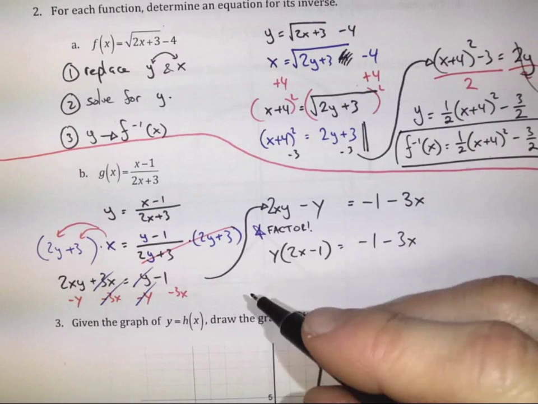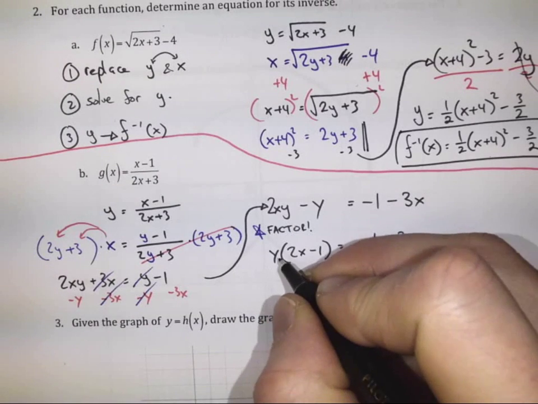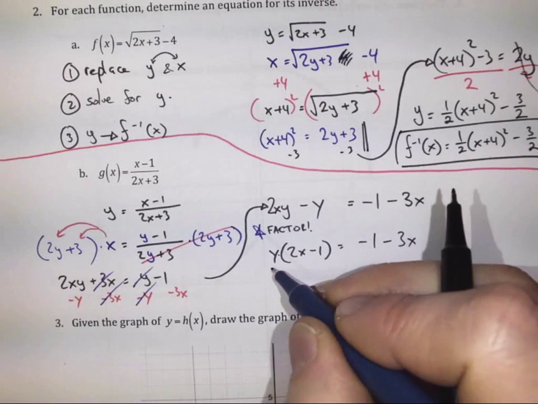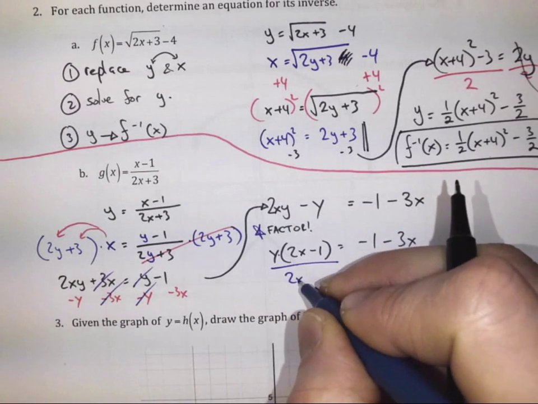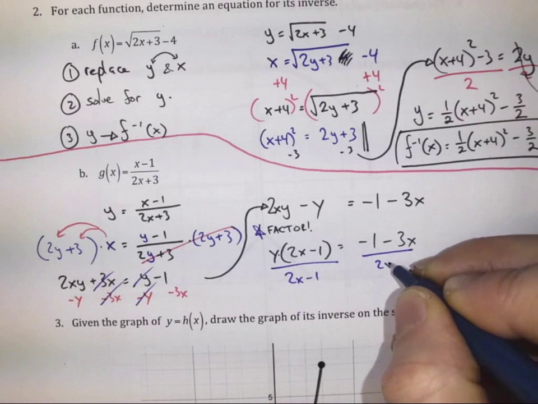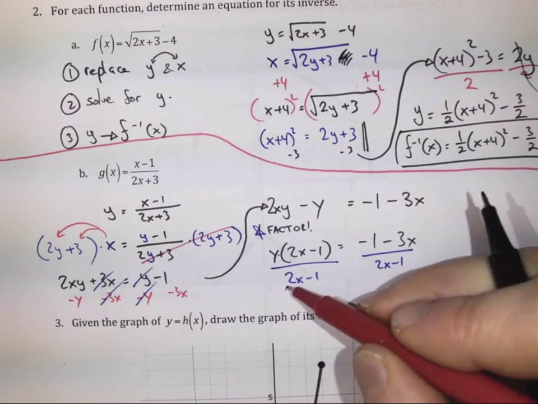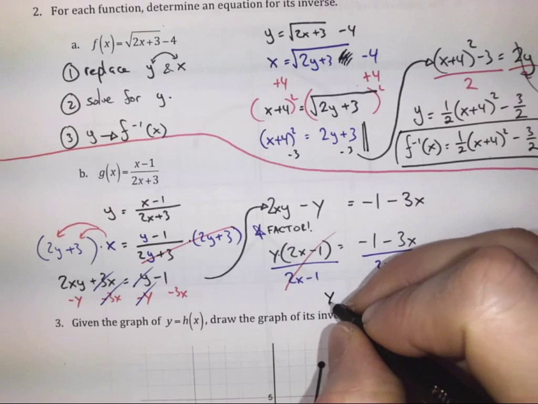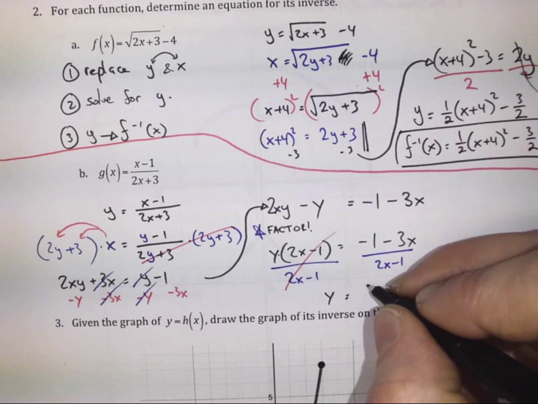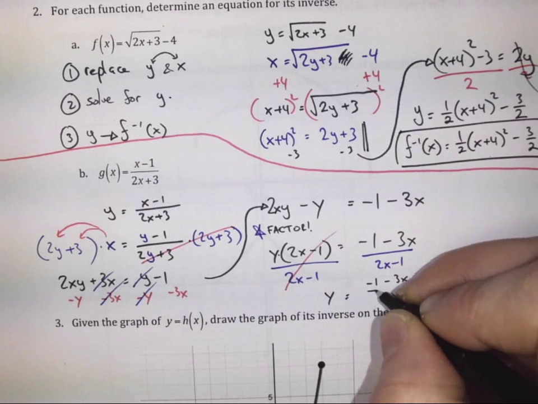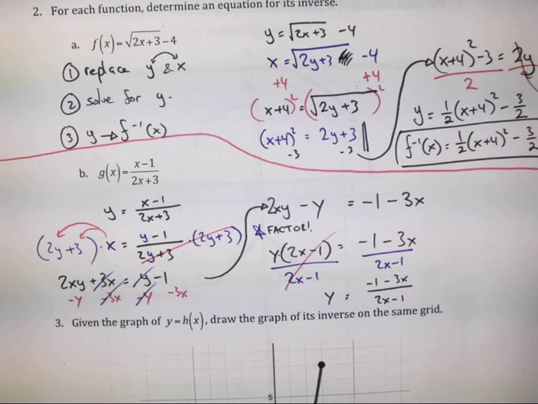And then lastly, we're going to isolate y. So we're going to divide both sides by 2x minus 1. 2x minus 1 divided by 2x minus 1. These guys cancel, and we're going to get y is equal to negative 1 minus 3x over 2x minus 1.